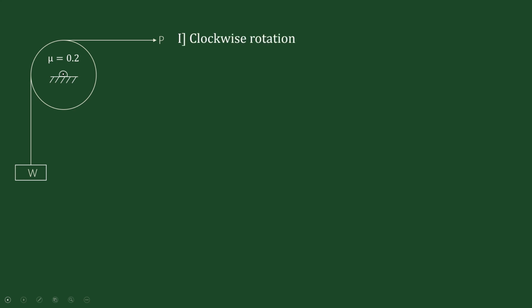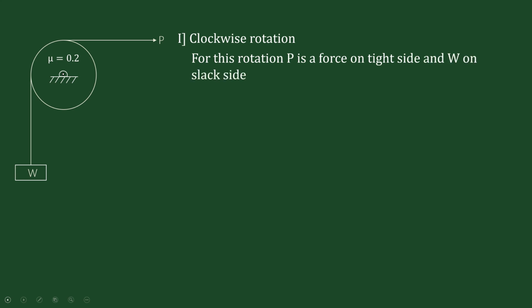So, for clockwise rotation P must be greater than W. So, we can say that P is the force on tight side and W is the force on slack side. So, therefore, P is greater than W. As P is on tight side, we can take T2 is equal to P and T1 is equal to W. Use the formula T2 upon T1 is equal to e raised to mu beta. Now, here exact value of W is not given. So, we have to give the answer of P in terms of W only.